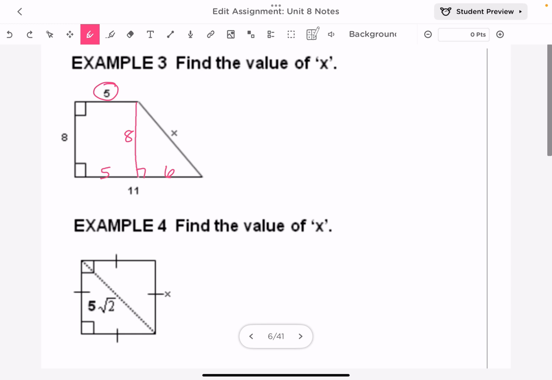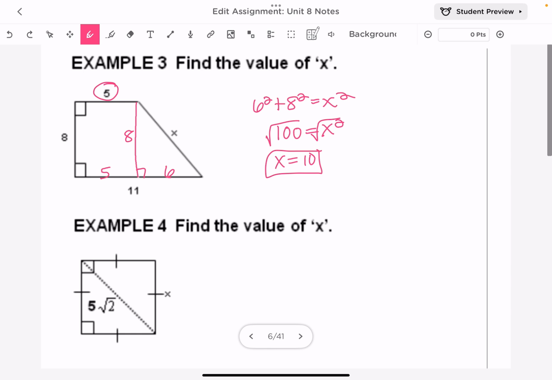This is actually, we're going to talk about triples here in a little bit. This is a triple, so I can look at x and I know what it is right now, but you don't. So we would have to do the Pythagorean theorem. So we're going to do 6 squared plus 8 squared equals x squared. That's 36 plus 64, which is 100. And then you take the square root of that, and so x would be 10.